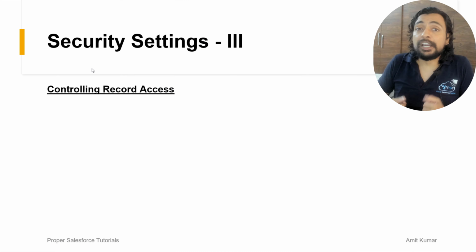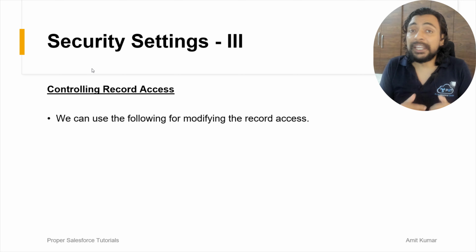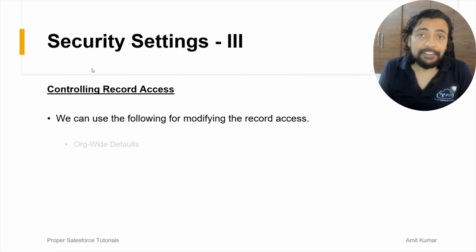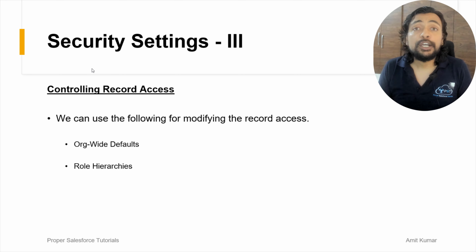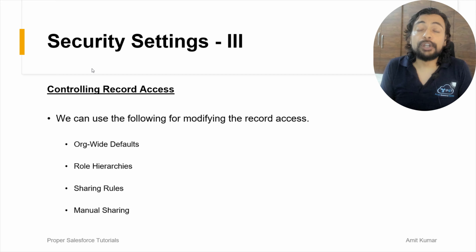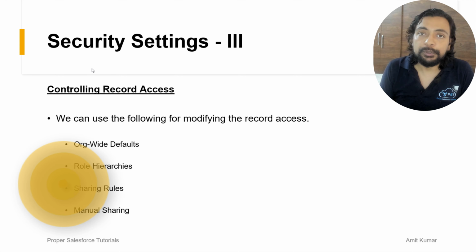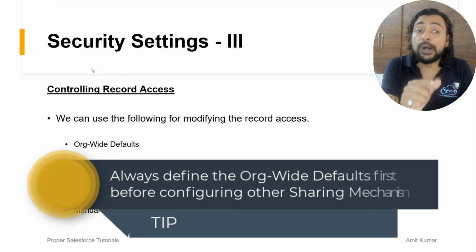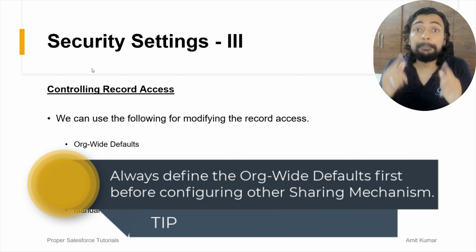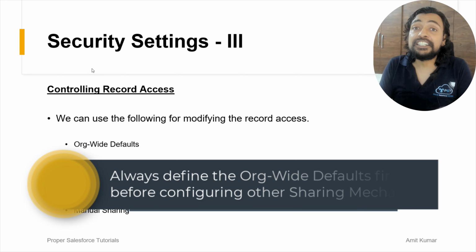Now, when we are talking about controlling the record access, we can use the following for modifying the record access in our org. It can be org-wide defaults, role hierarchies, sharing rules, or manual sharing. Today, we are going to talk about all four of them. But before proceeding ahead, I want to share a tip over here. Always define the org-wide defaults first before configuring the other sharing mechanisms.